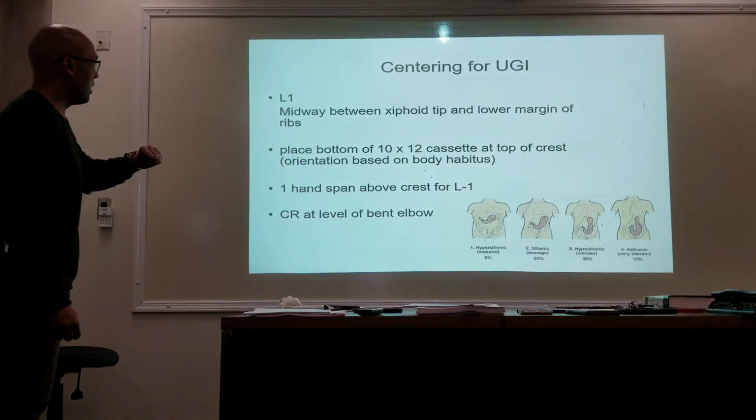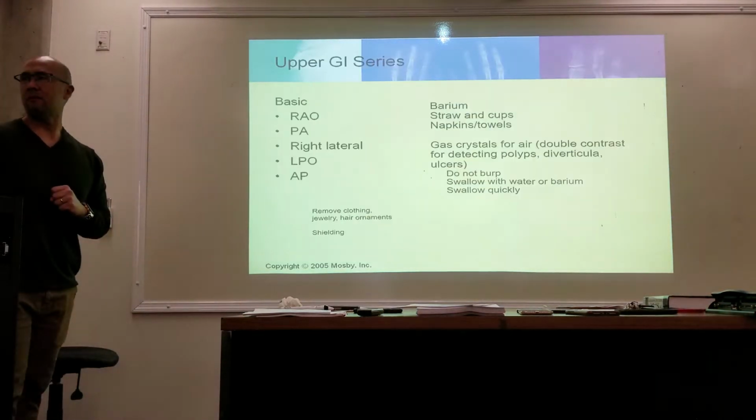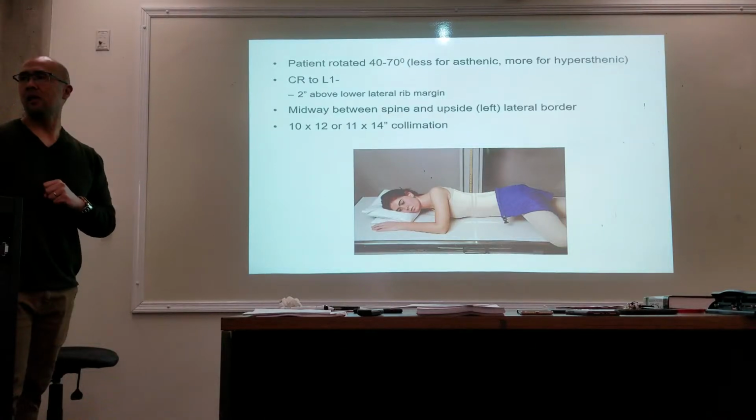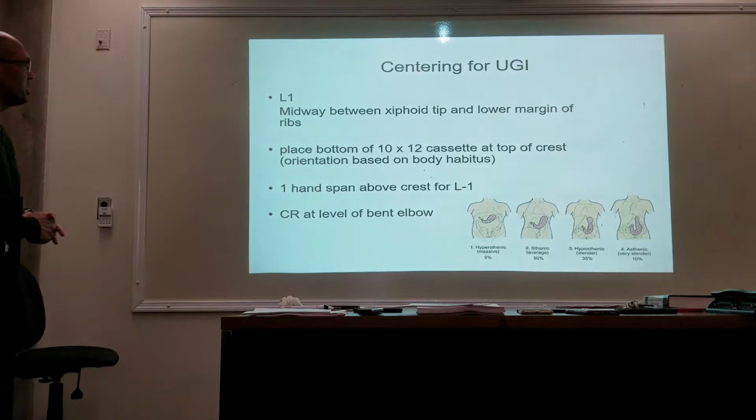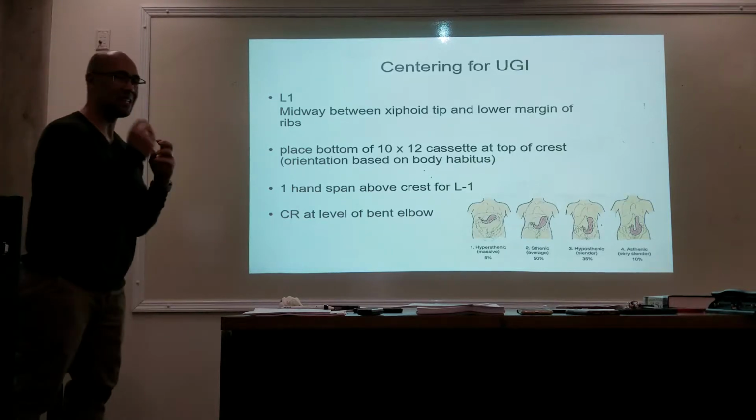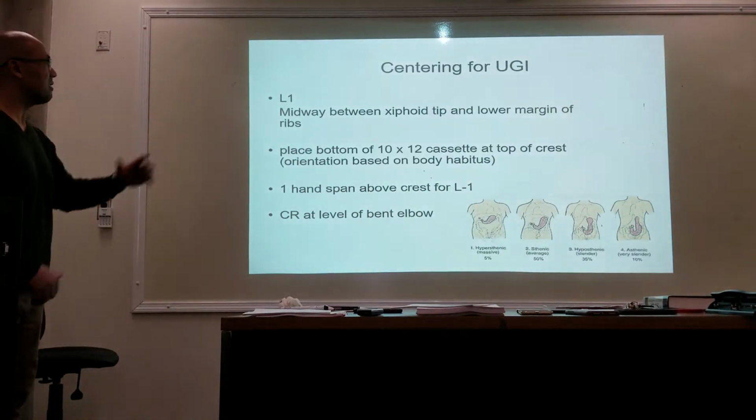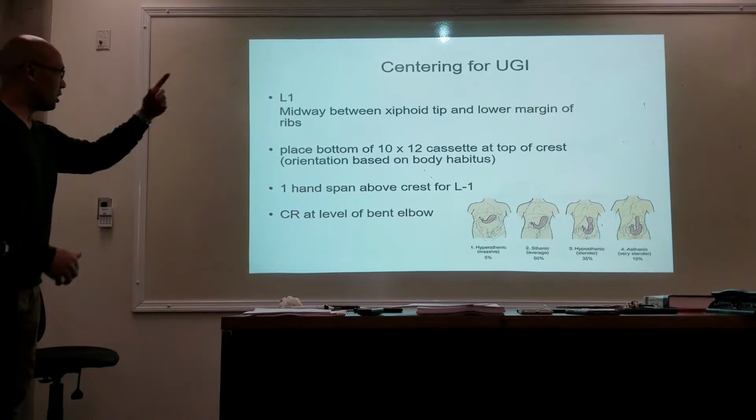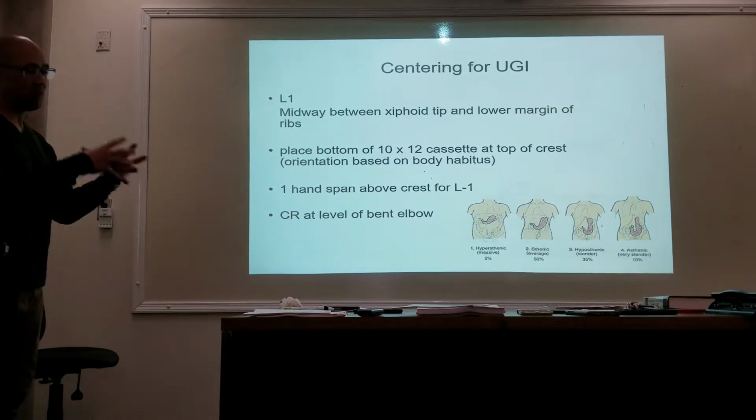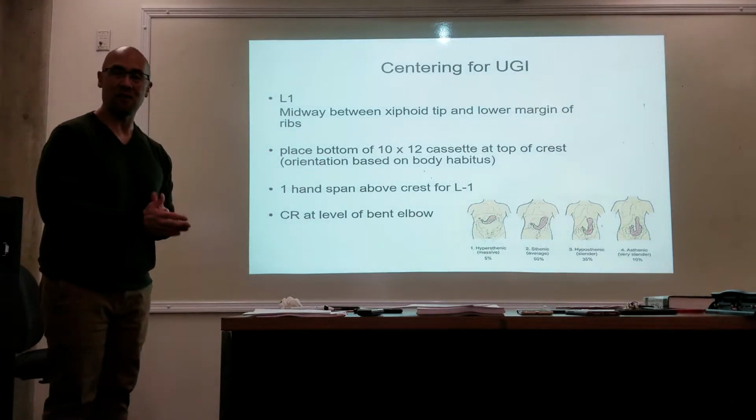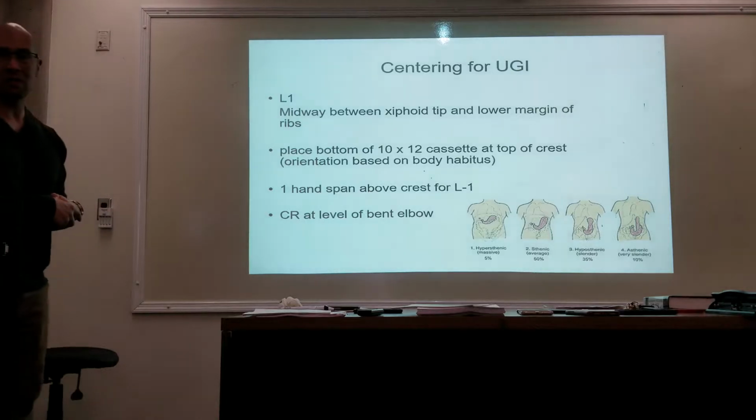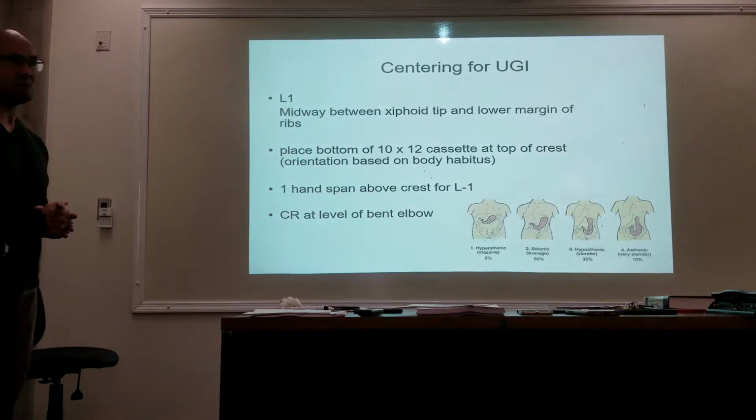Here's some catches, okay? There was something here about rotation. Okay, so this is kind of jumping around. Let me do this first. Okay, so centering for the upper GI is going to be midway between the xiphoid tip and the lower margin of the ribs. That's the level of L1. There are other ways to find L1. What you can also do is after you collimated your area to a 10 by 12, you place the bottom of your light field at the top of the crest. But again, that depends on your body habitus.